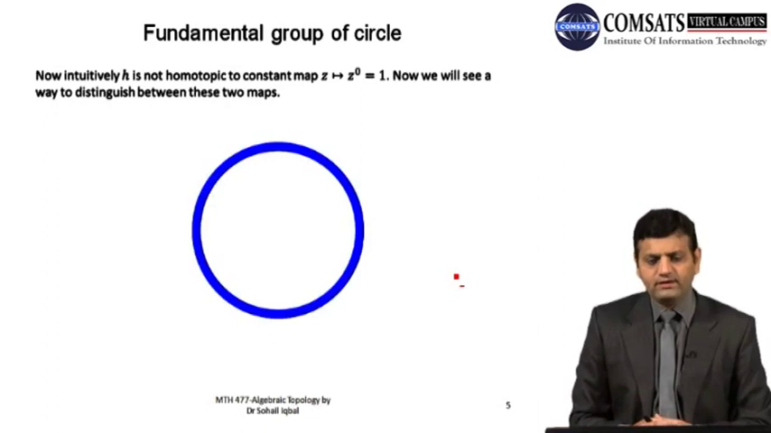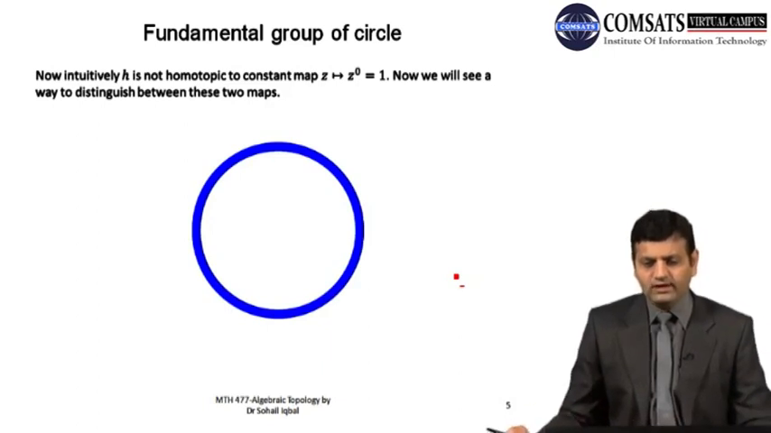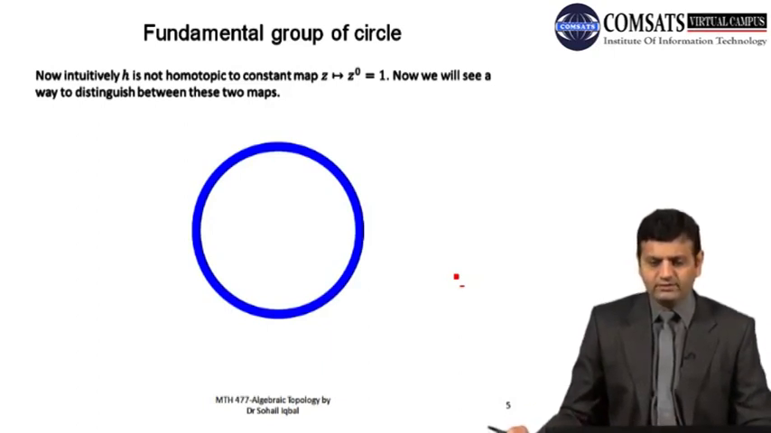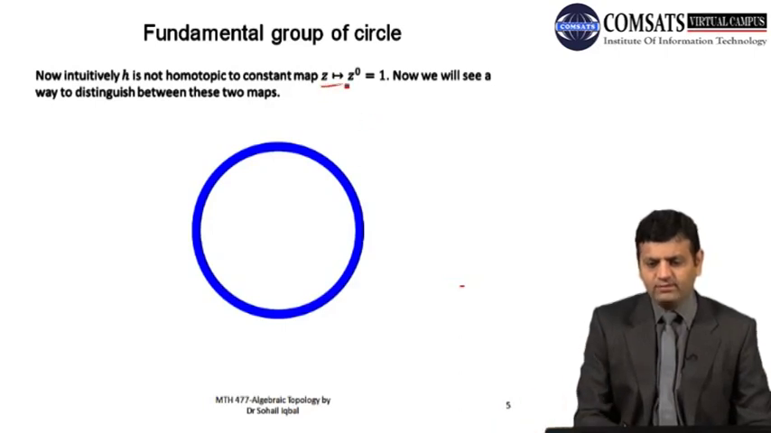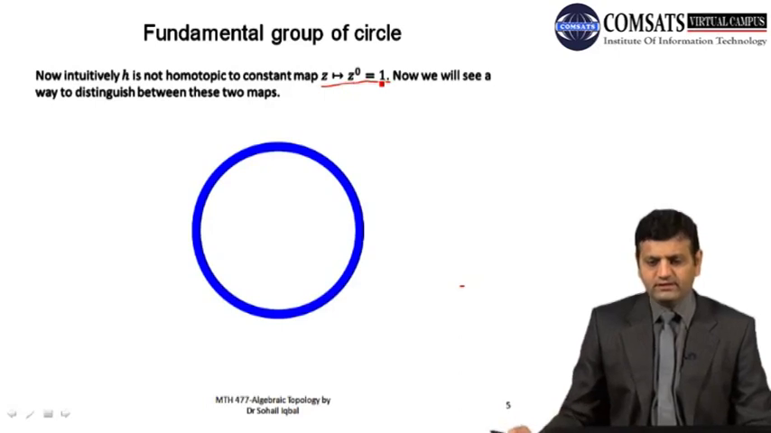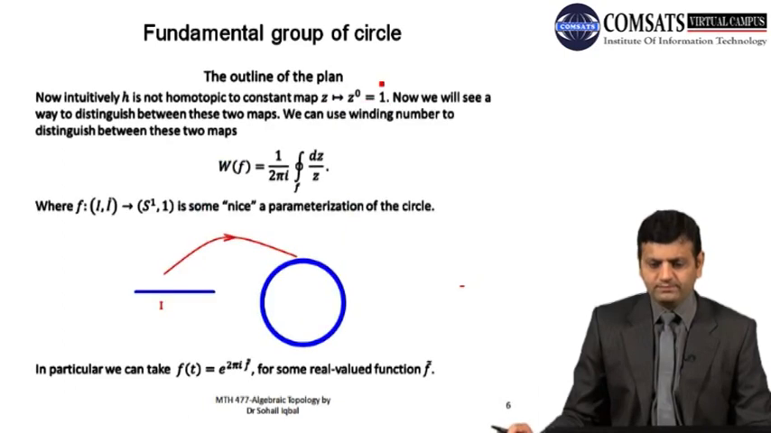Now intuitively H is not homotopic to the constant map. Now we will see a way to distinguish between these two maps. So now we are going to have a mathematical background of these two ideas: how this H, which is circling the circle twice, and this map, which is just taking every point to the identity, to the unit, are not homotopic. Now we will see how we can do that mathematically.